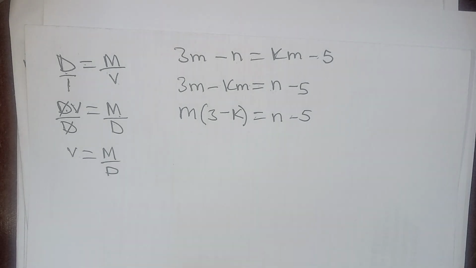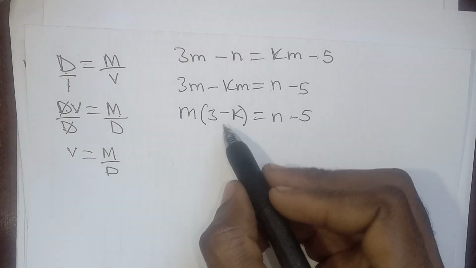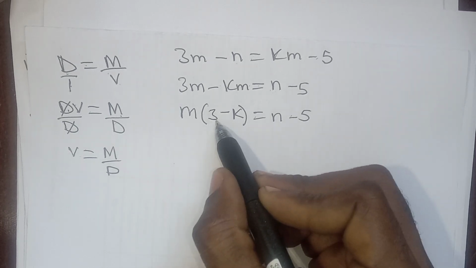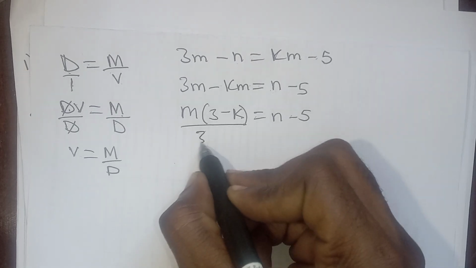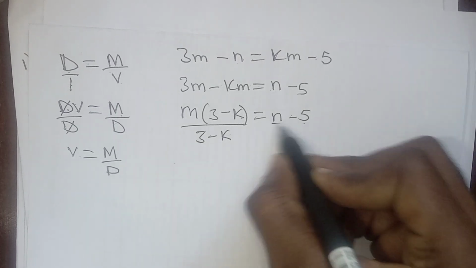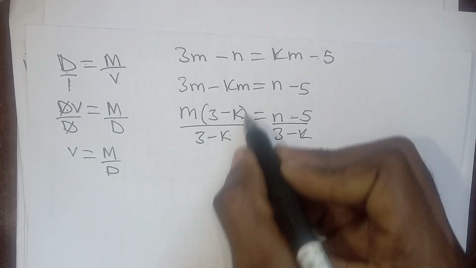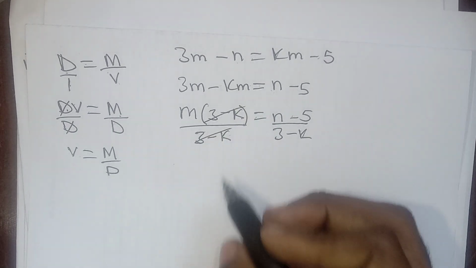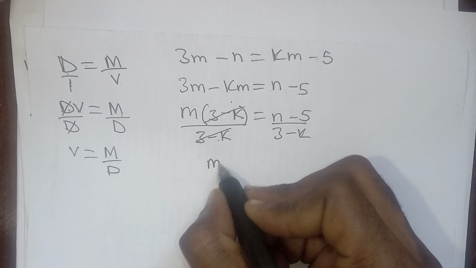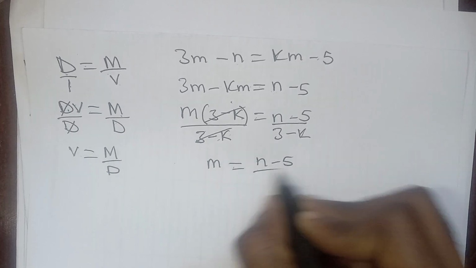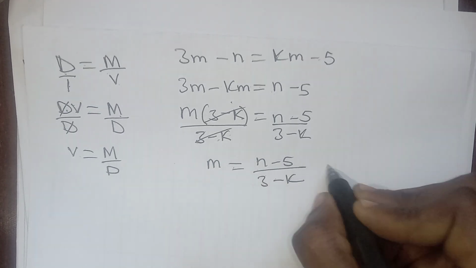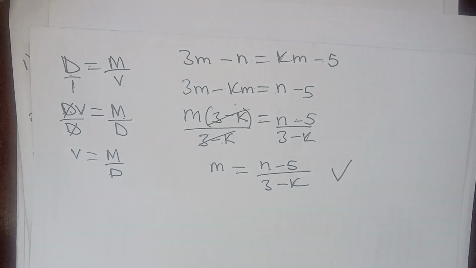And then to make m the subject of the formula, you get rid of 3 minus k. How do you do that? You simply divide both sides by 3 minus k. And then this and this will go, because this into this is 1. So your m is n minus 5 over 3 minus k. And you're done.